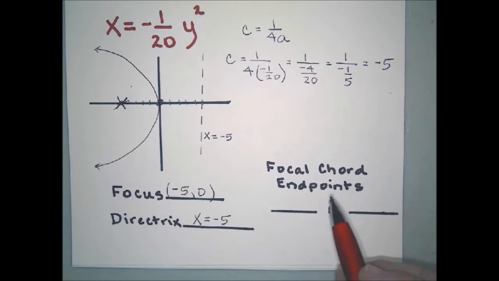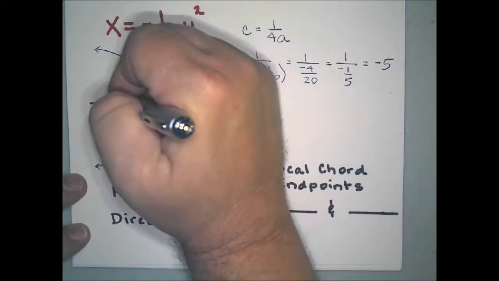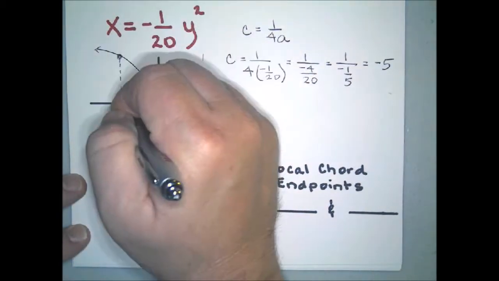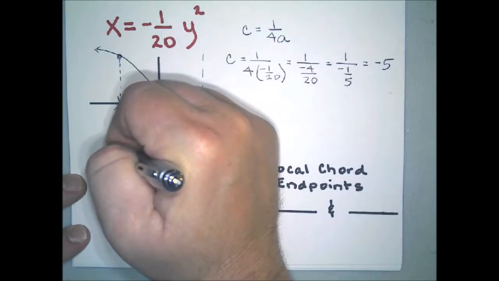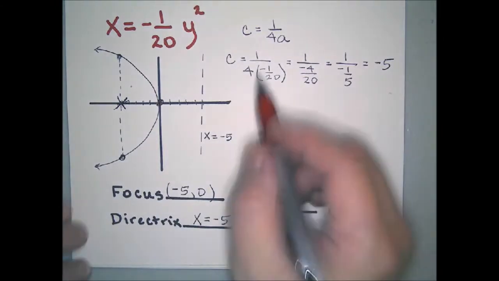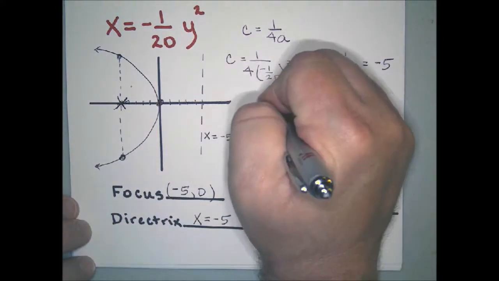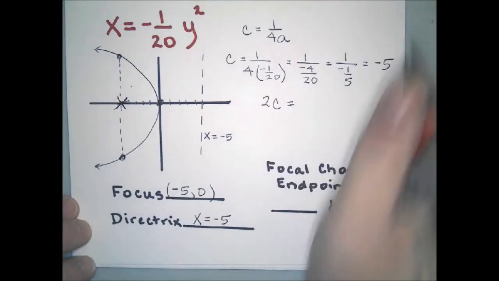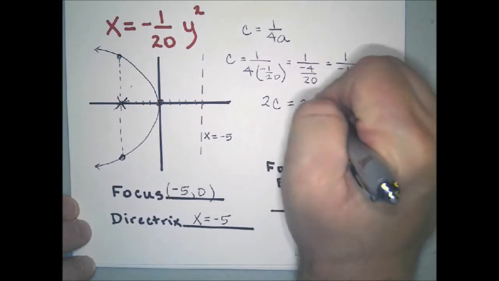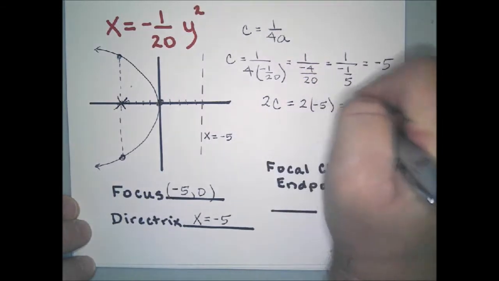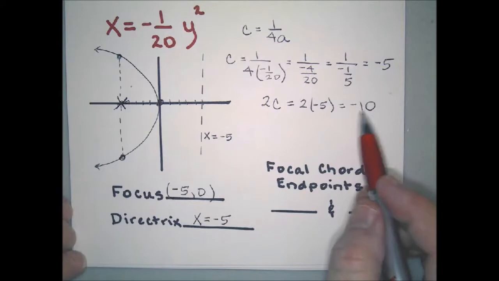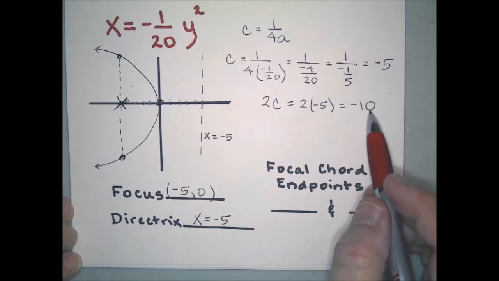Now, the only other thing I need to find are the focal chord endpoints. So if I went out here and hit the parabola, and I went out here and hit the parabola, what would those points be? Well, that's dependent on what 2c is. So if c is -5, 2c would be -10. Now, this is really just a distance, so if you want to forget about the negative in this number, you can.